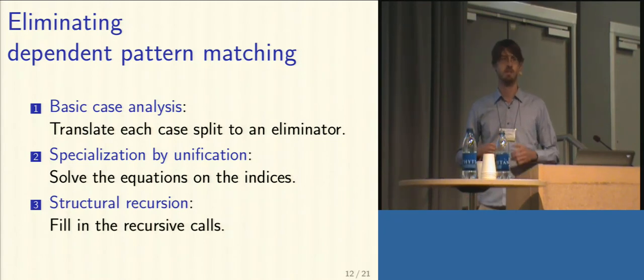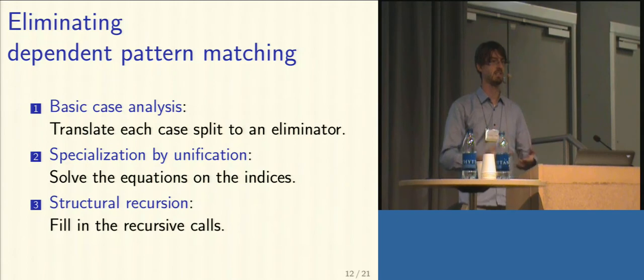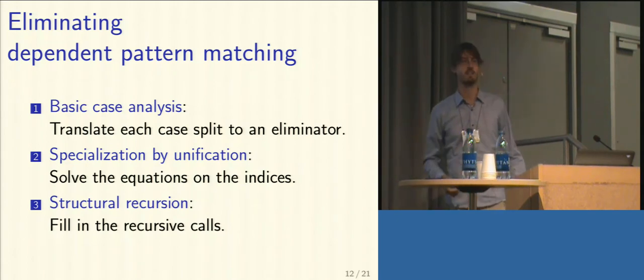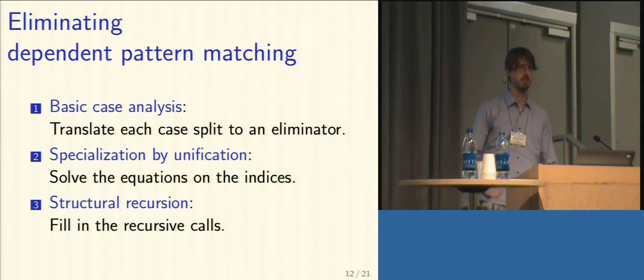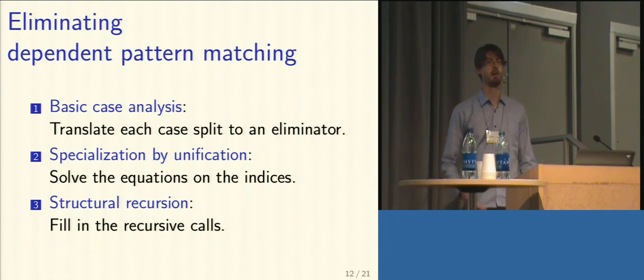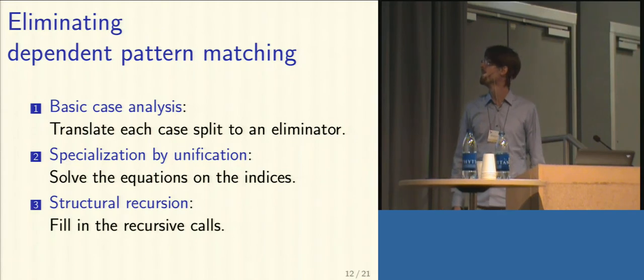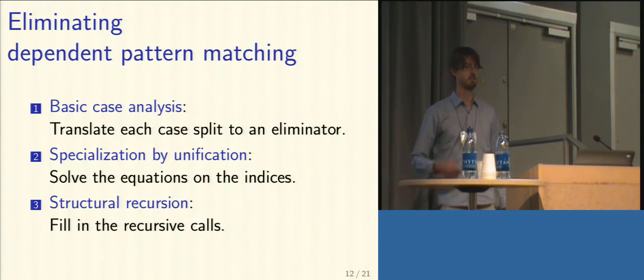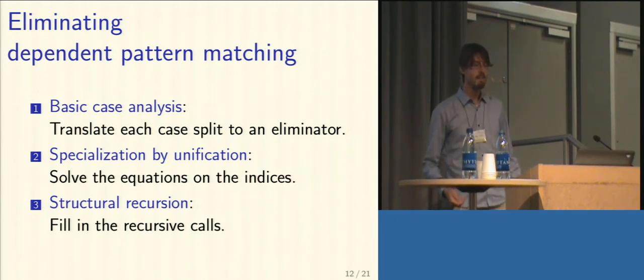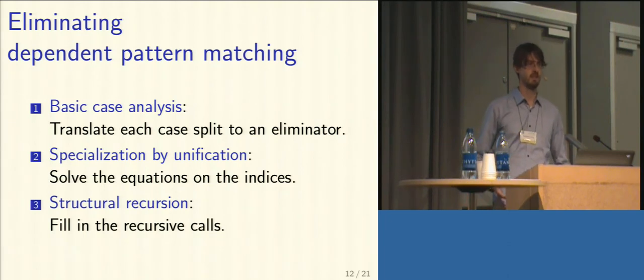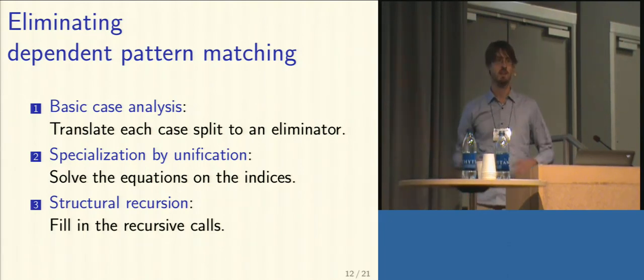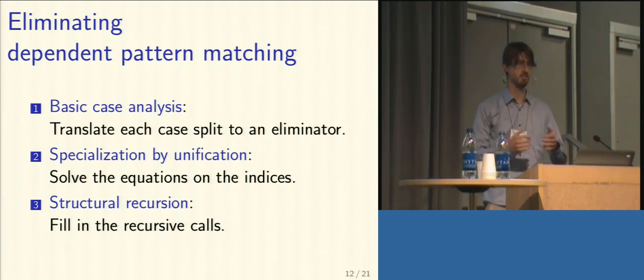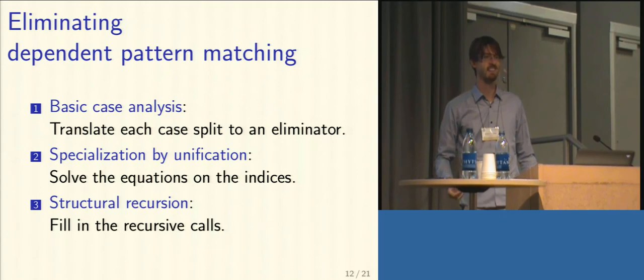The first step is to translate each case split in the definition to an application of an eliminator. This is called the basic case analysis. Doing this basic case analysis generates a number of equations on the indices. So these equations have to be solved by applying the unification algorithm. Finally, we arrive at some base case, and then we have the right-hand side, which may contain recursive calls. So we have to fill in these recursive calls by doing structural induction. The challenge of the proof is then to construct each of these tools as terms in type theory, so type theory without pattern matching and without K axiom.